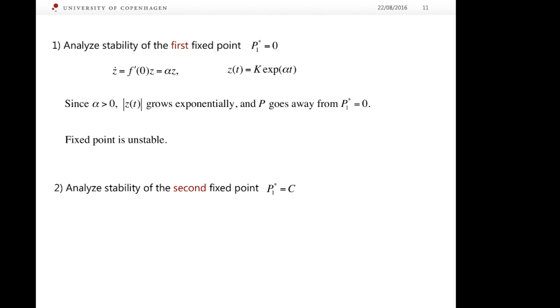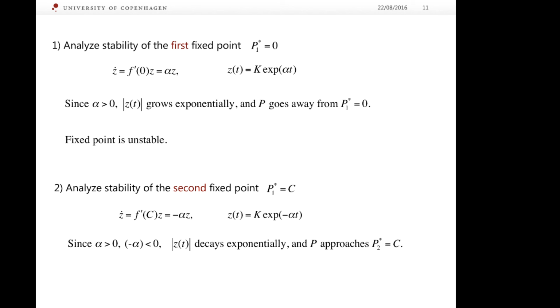Now consider the second fixed point, P2 star equal to C. We apply the same procedure. We write down the linearized equation in which the derivative of the function f is substituted and it is equal to minus alpha. So the linearized equation reads like this. We can also solve it, and the solution is another exponential function of time, and again z of t can be positive or negative depending on the value of k, which is found from initial conditions.